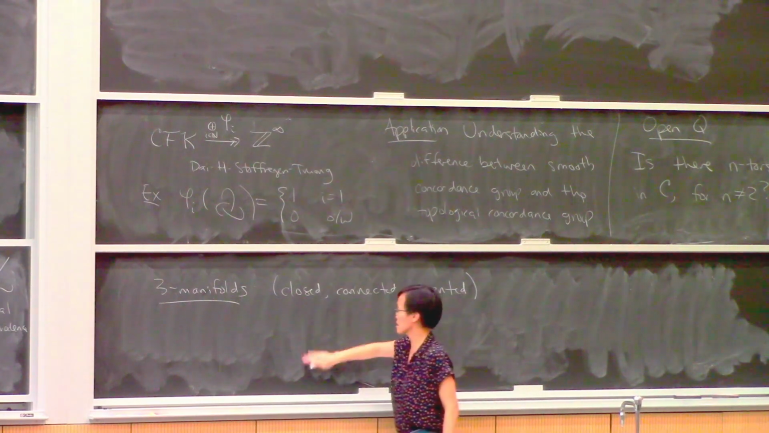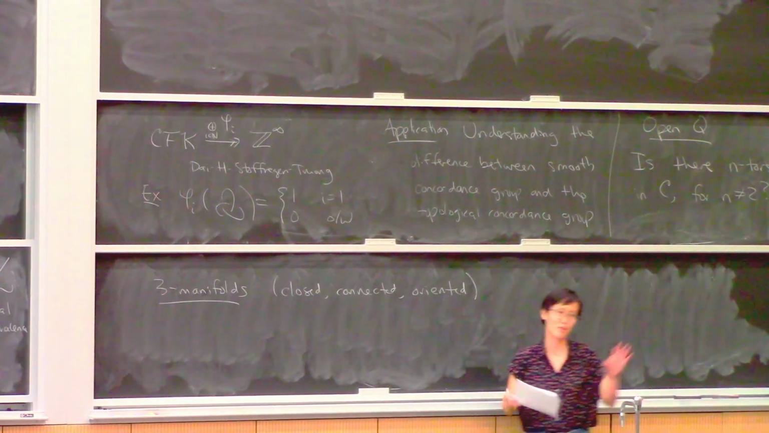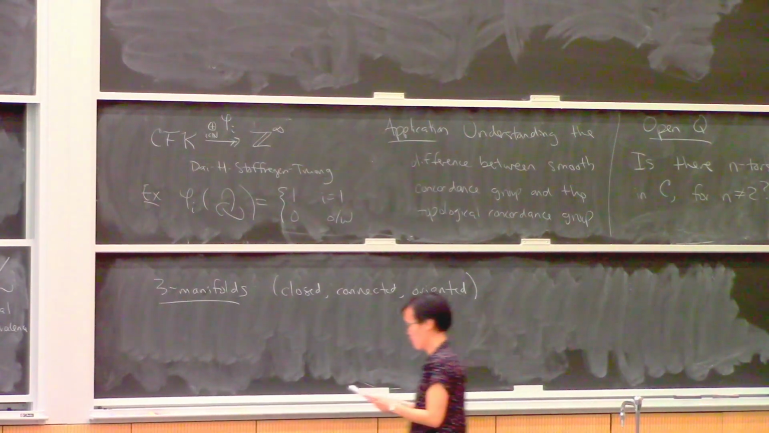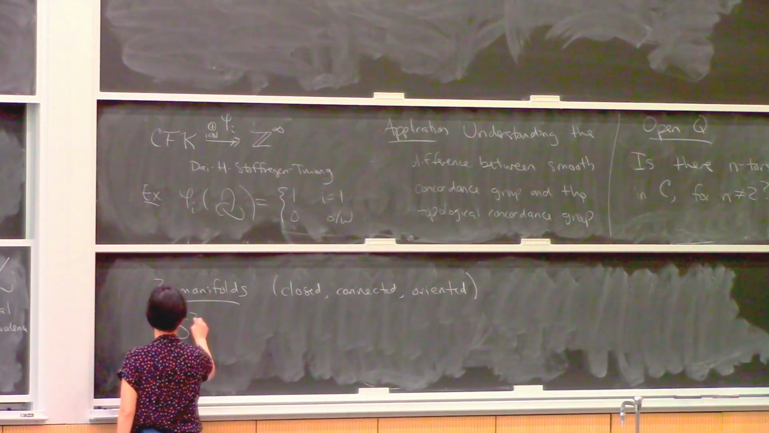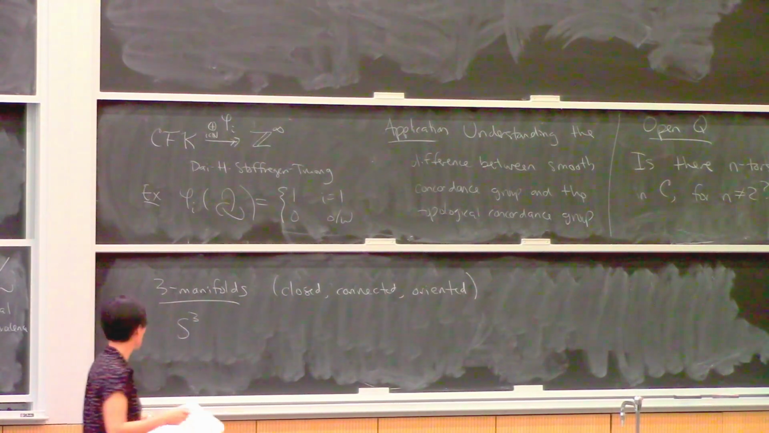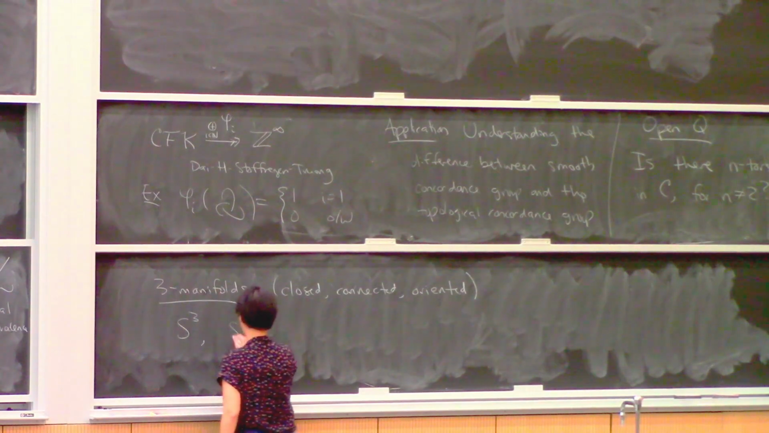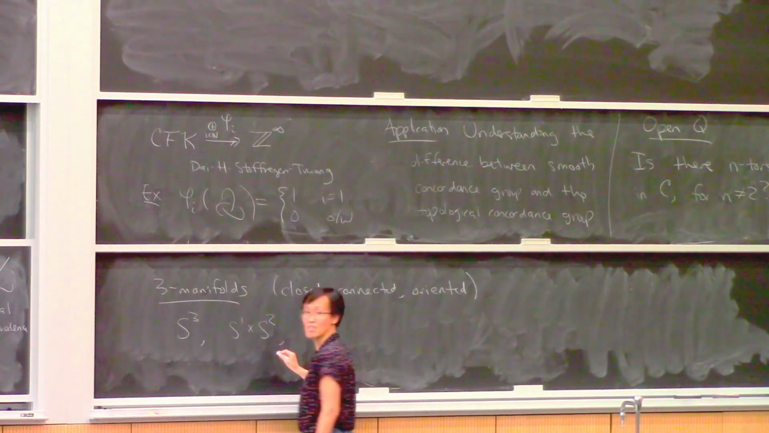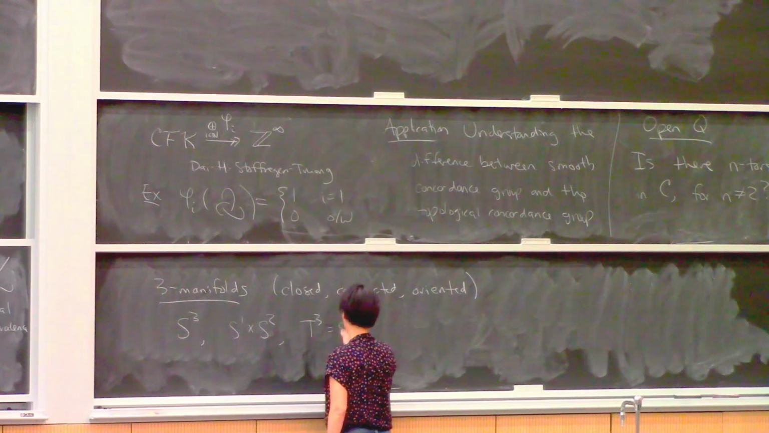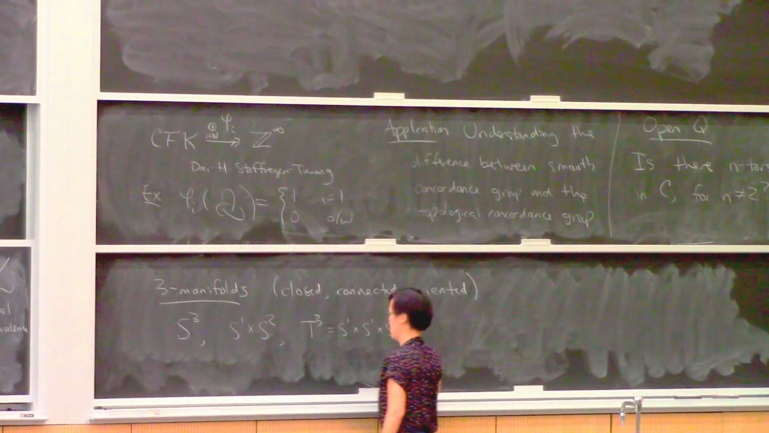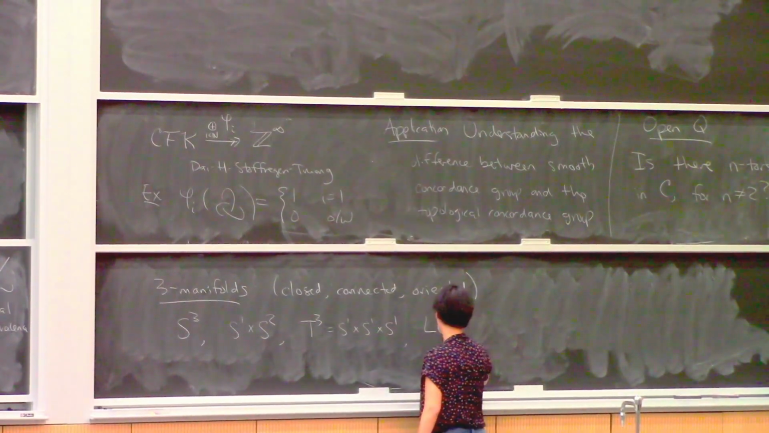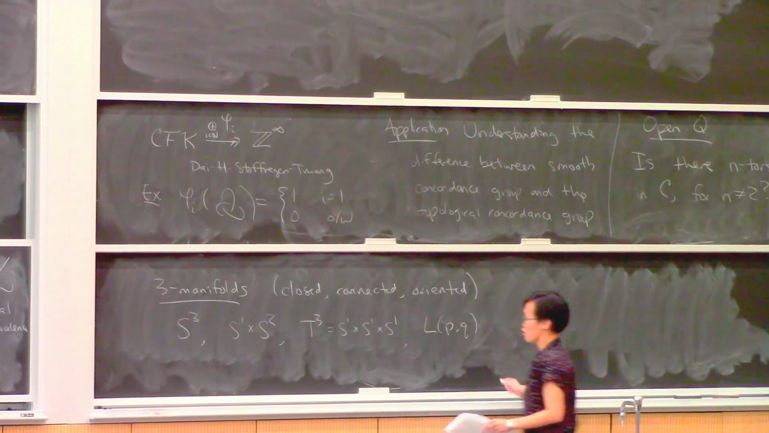Closed means compact without boundary. So I want our manifolds to be compact, so not R3, but S3. Great. Other 3-manifolds that are closed? S1 cross S2. That's great. T3, which is S1 cross S1 cross S1. Great. Other 3-manifolds? Lens space, L(p,q). Great.